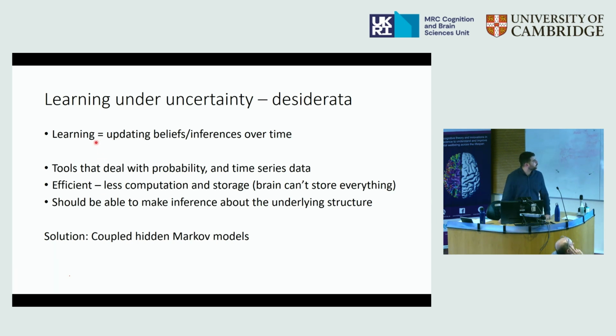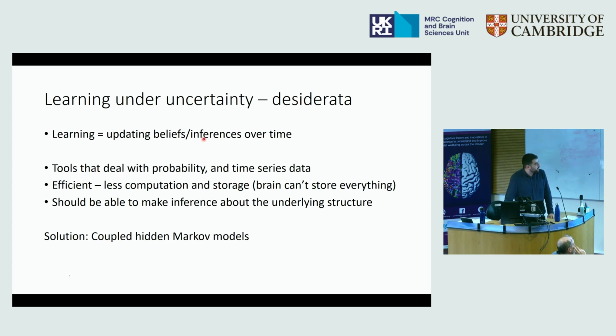In order to do this, we need to first define what learning is. For the purposes of this talk, I'm going to define learning as updating beliefs or inferences over time. And in order to deal with this type of question, we're going to need a model that can deal with probability. In a Bayesian sense, your belief is a probability, and we also need to be able to use time series data. In an ideal world, these models should be efficient. The brain can't really store everything, and ideally less computation would be better.